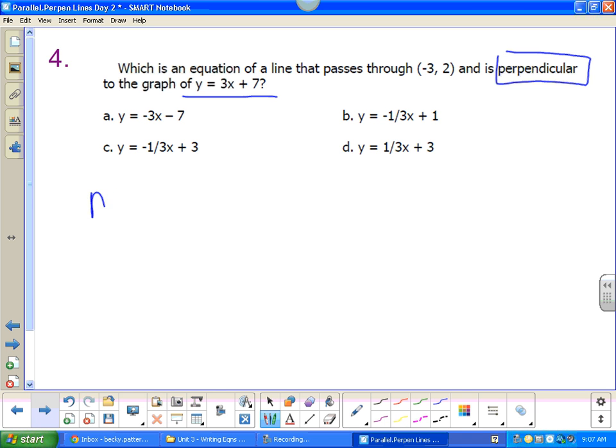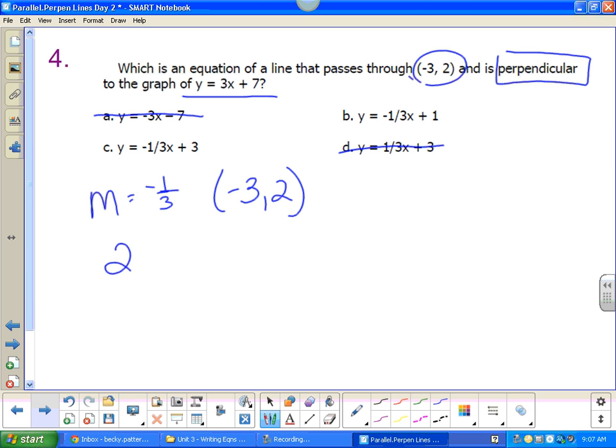which is an equation of a line that passes through -3, 2 and is perpendicular to the graph. Okay, well, if I'm perpendicular to him, then my slope is going to be a -1/2... -1/3. So which answers are out? He is out, and he is out. But now I need to find my y-intercept.